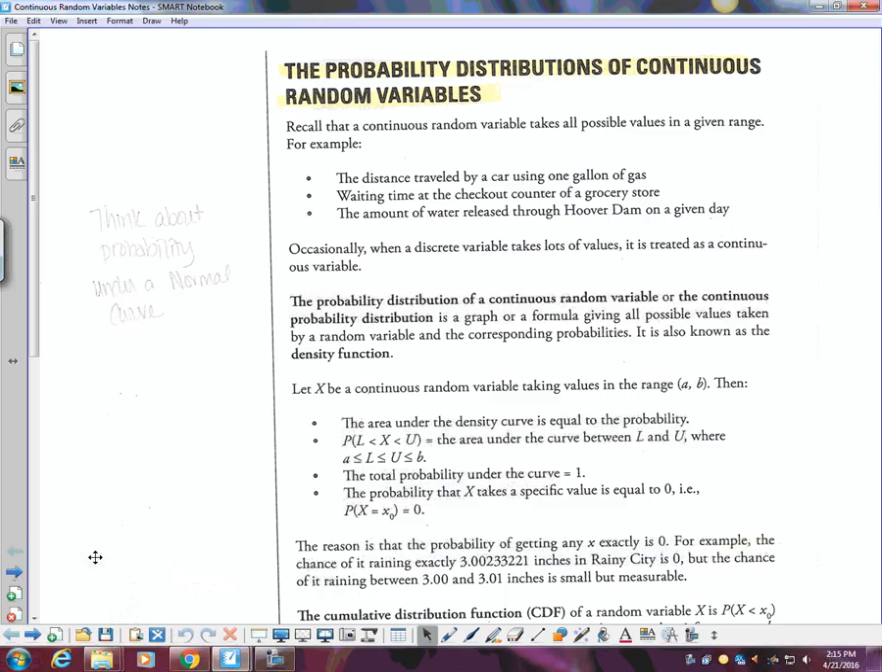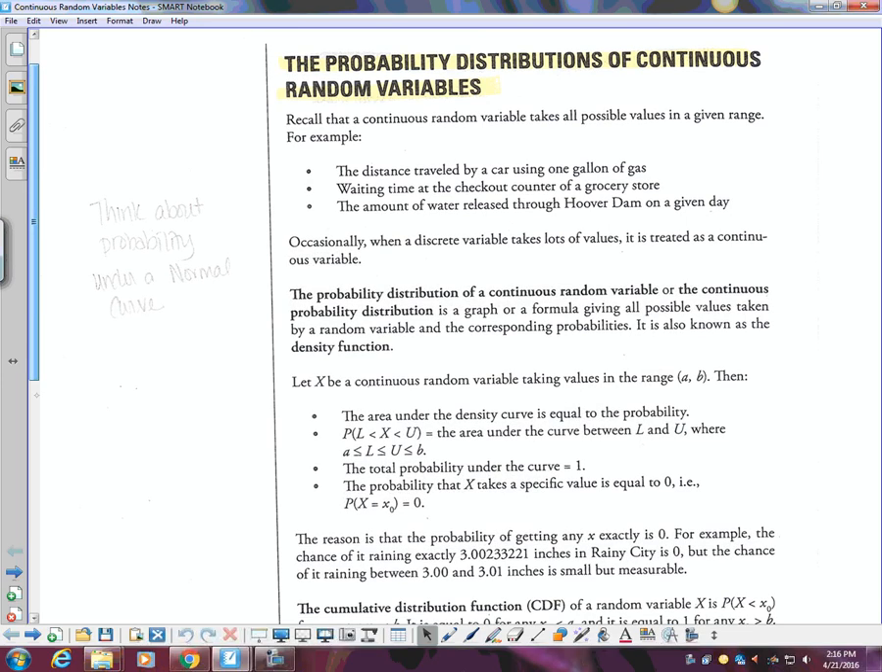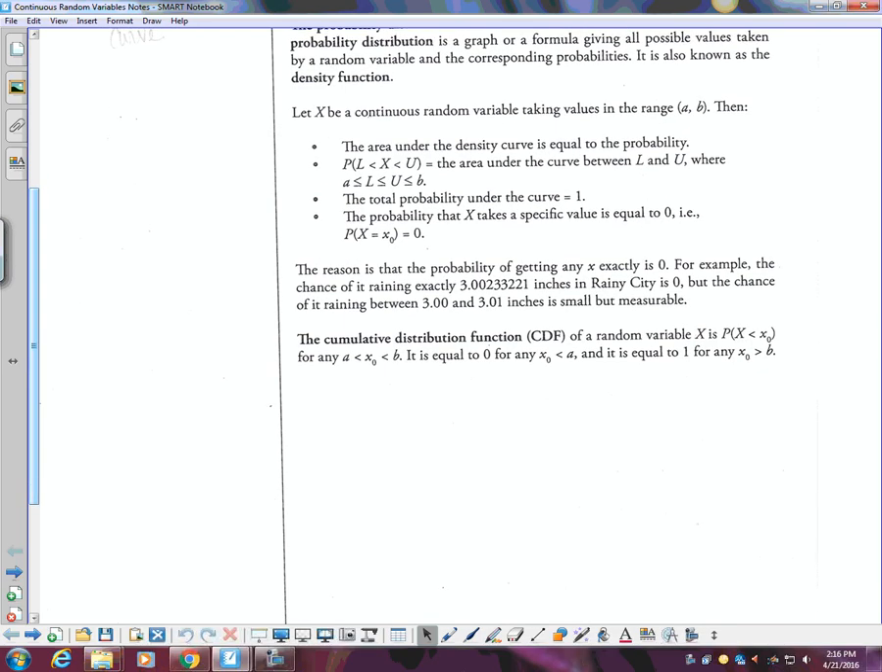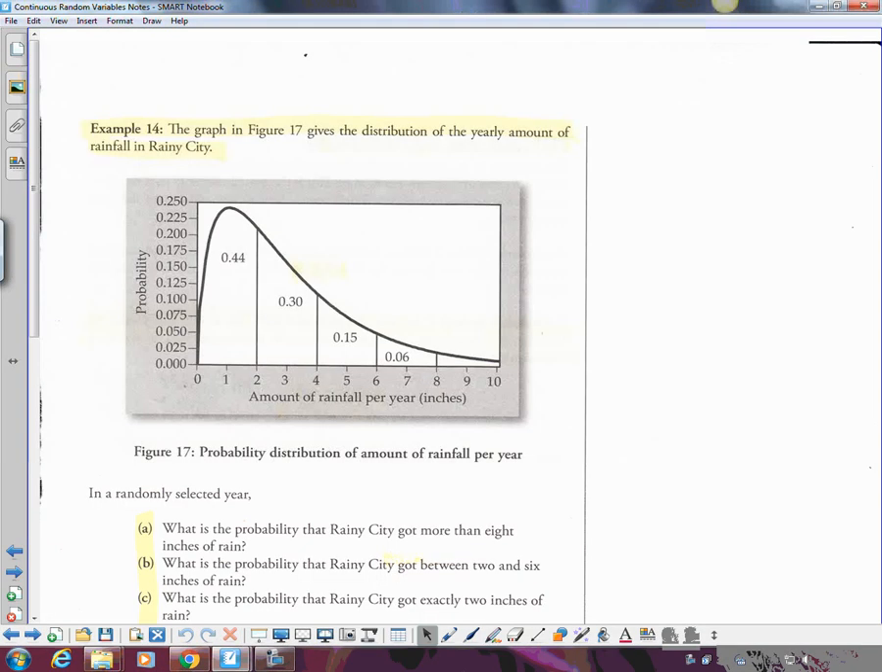Okay, so today we're going to talk about continuous random variables. Last time was about discrete. This is continuous, so you need to already be thinking about the curve and all the area that's underneath the curve when we're talking about continuous. Distance traveled by a car using a gallon of gas, waiting time at the checkout counter, amount of water released through the Hoover Dam. All these things are fluid measurements. So it's all continuous. All that's easy and stuff you already know.